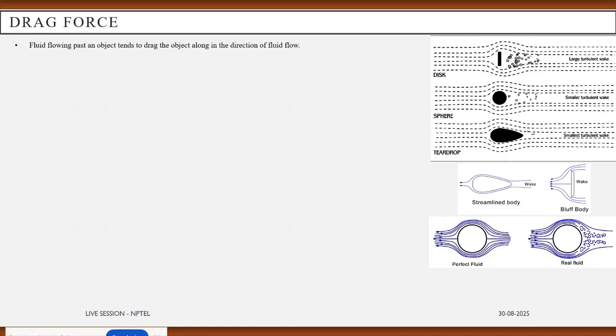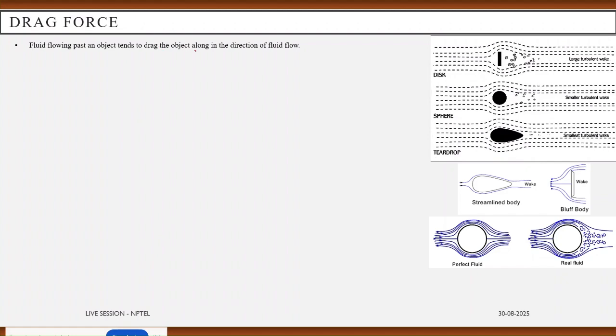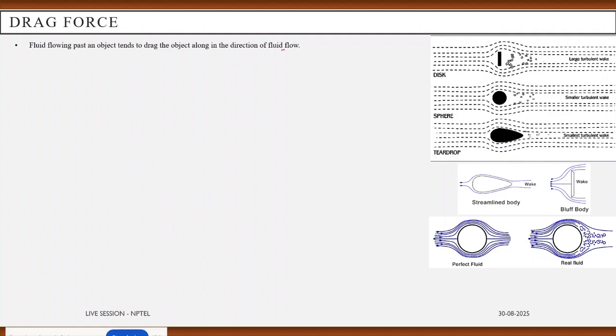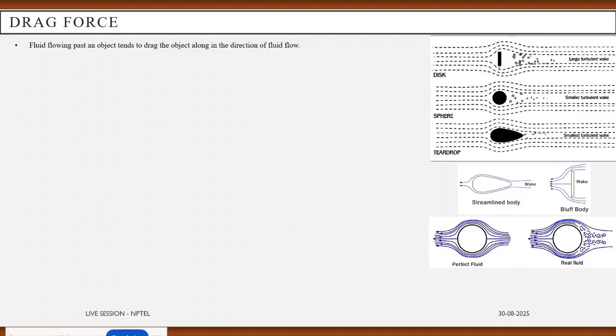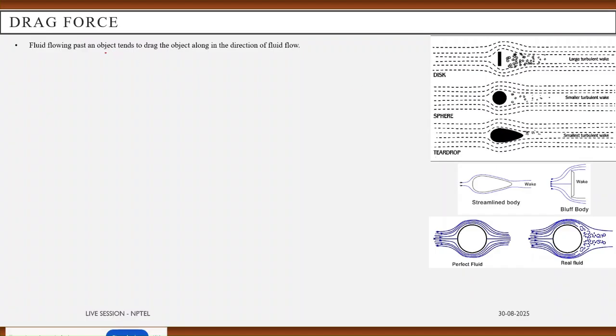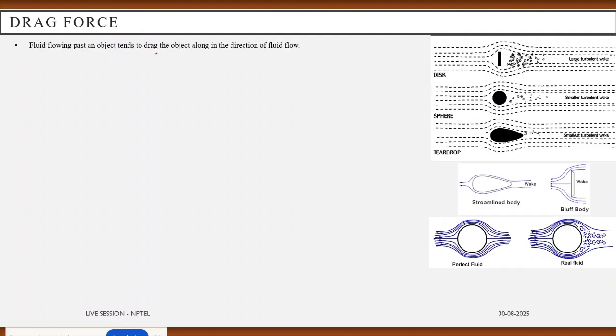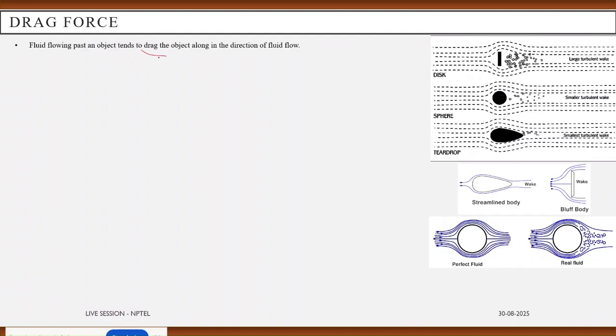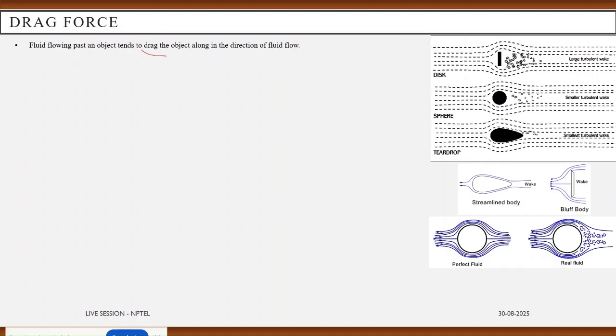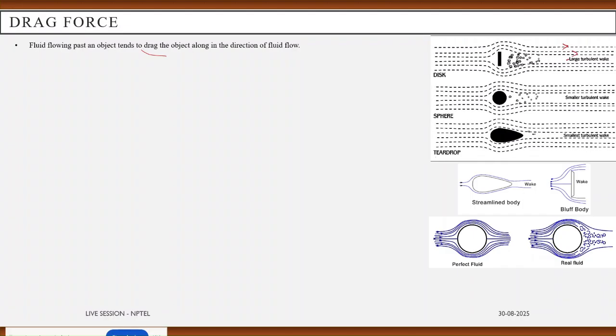So when the fluid flows past any object, it tends to drag the object along in the direction of the fluid flow. In this video, you can see that these are the streamlines and this is the object in between the streamline. So any kind of flow that is flowing over the object tends to drag the object along the direction of the flow. So this is the flow direction.